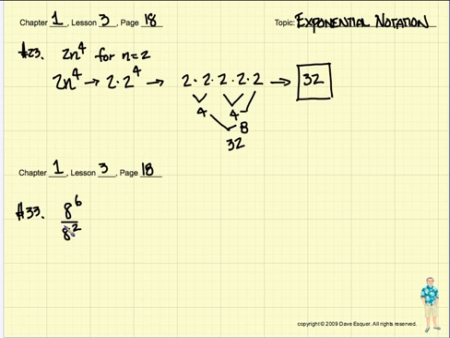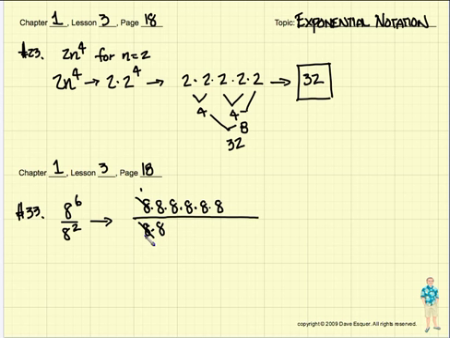Okay. On number 33, we have 8 to the 6th power in the numerator. We have 8 squared in the denominator. We don't know any rules yet in algebra at the very beginning of the year, so we'll make this nice and simple. Let's write out the top: 8 times 8 times 8 times 8 times 8 times 8. Let's write out the bottom: 8 times 8.